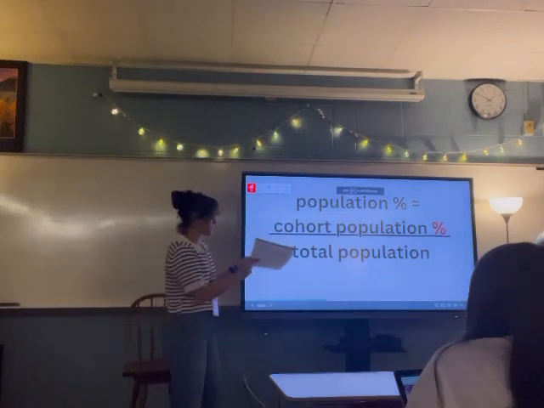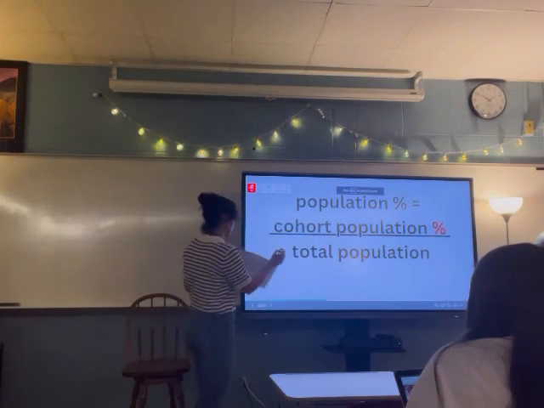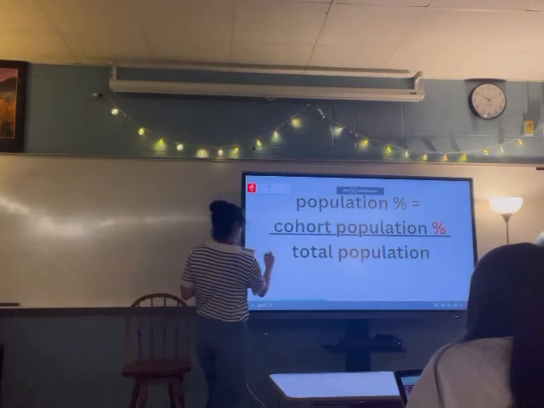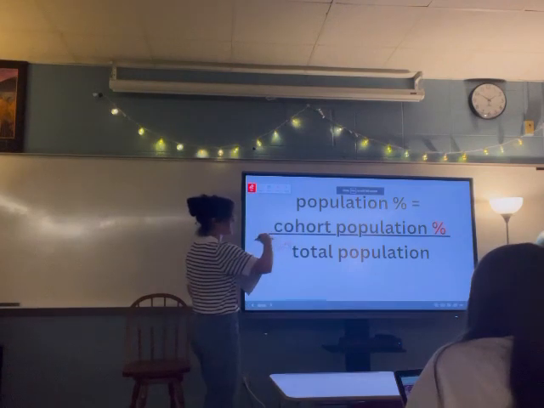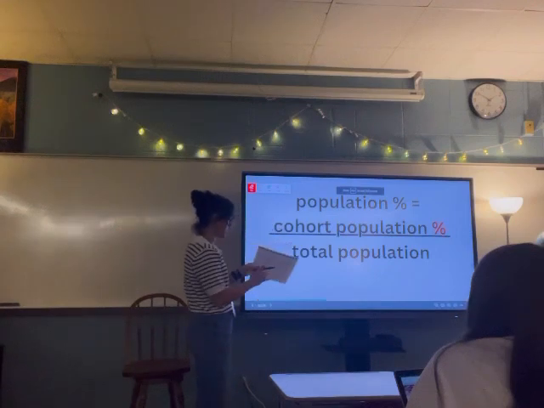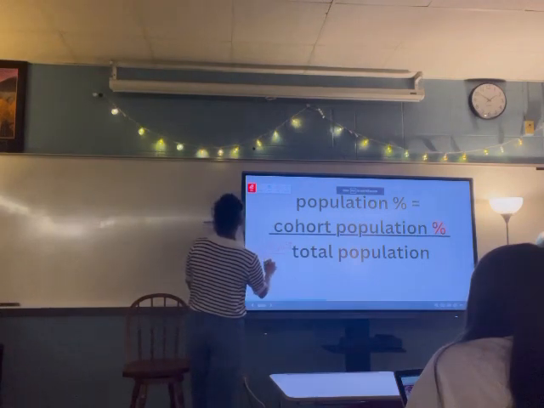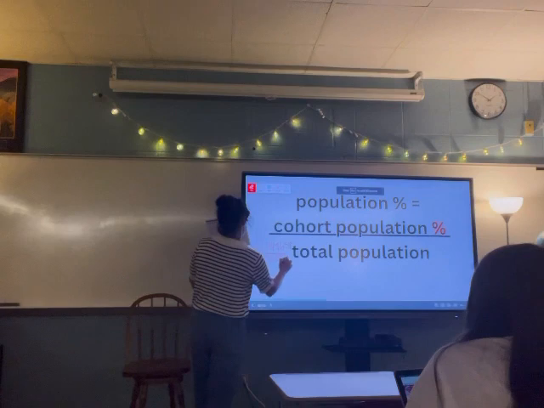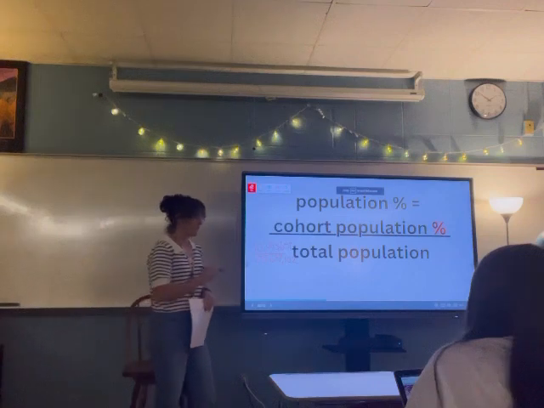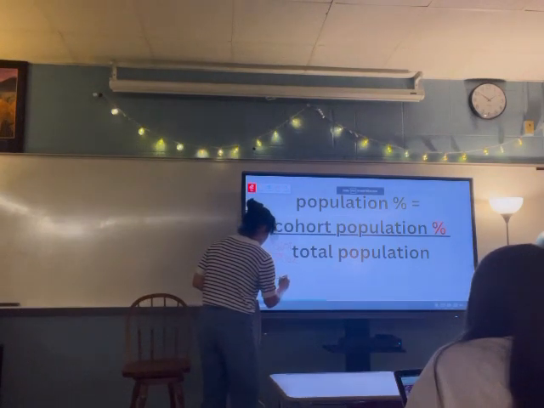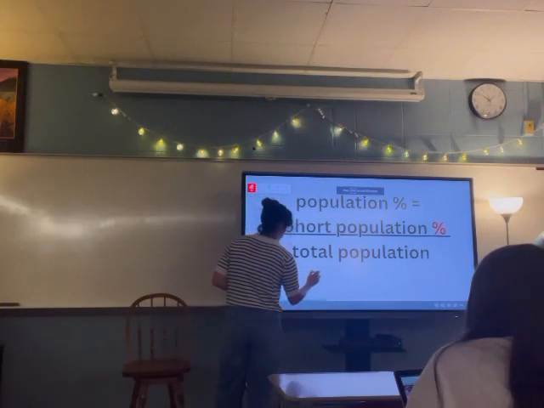We're going to take our cohort population, so let's say that is the males age 0 to 4. So that's going to be 10,445,659, and I'm going to divide it by our total population of the whole country, which for the US you're going to find at the bottom, it says total. It's going to be 332,639,102. You're going to divide these two numbers. That's going to give you a decimal. When you get your decimal, you're going to multiply that by 100, and that will give you your percentage.